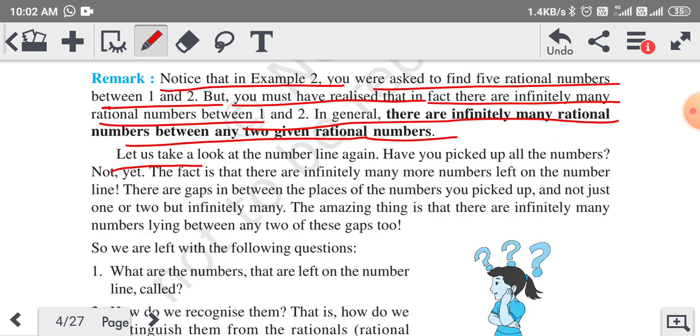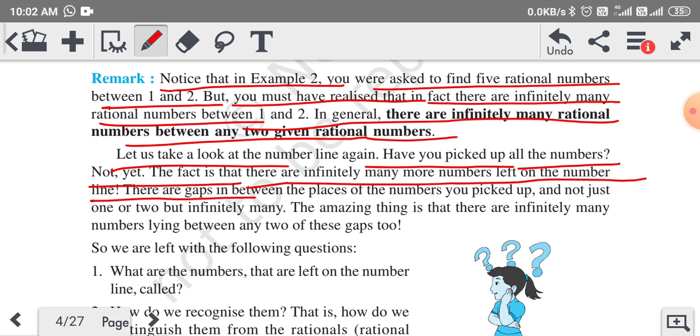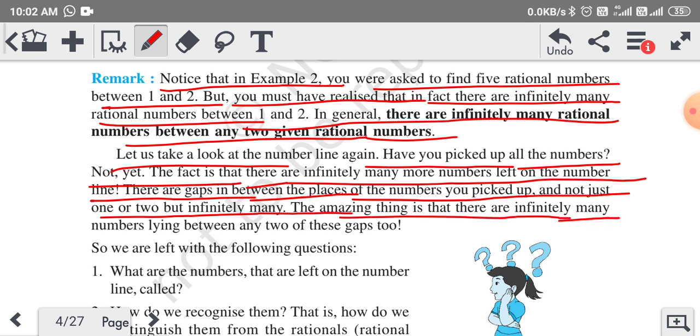Let us take a look at the number line again. Have you picked up all the numbers? Not yet. The fact is that there are infinitely many more numbers left on the number line. There are gaps in between the places of numbers you picked up, and not just one or two but infinitely many. The amazing thing is that there are infinitely many numbers lying between any two of these gaps too.